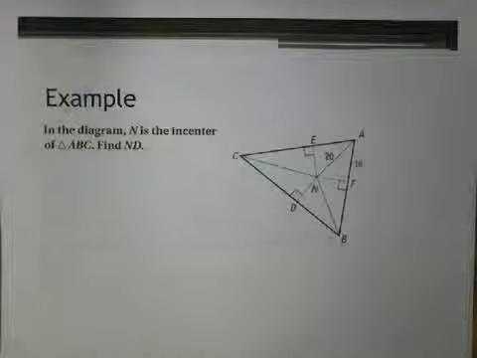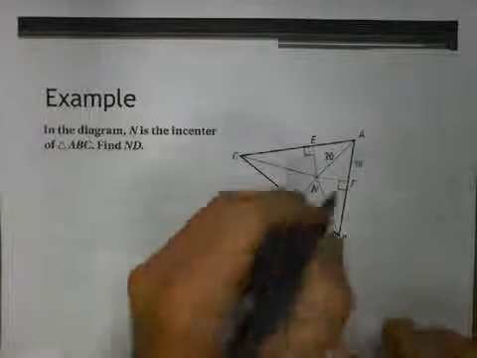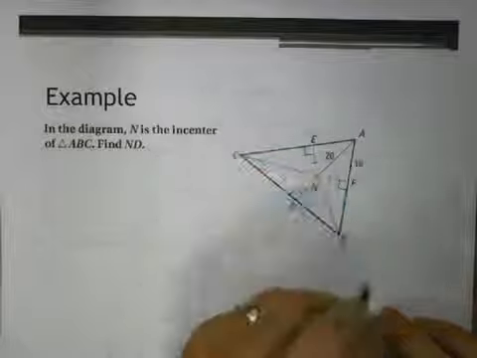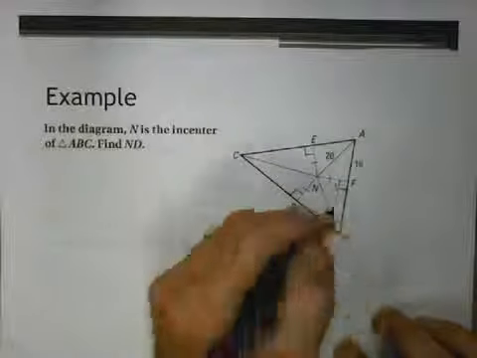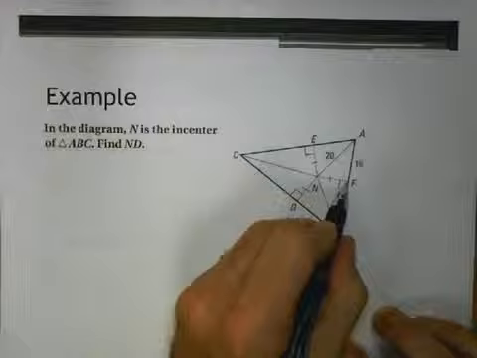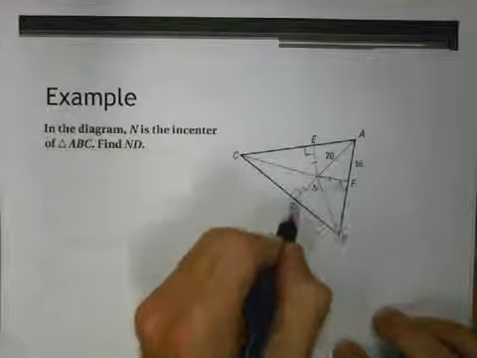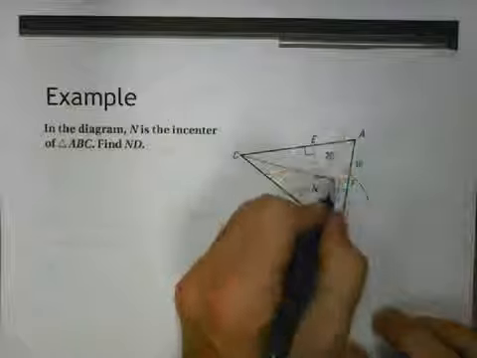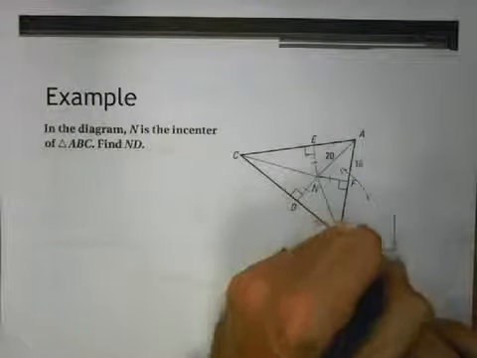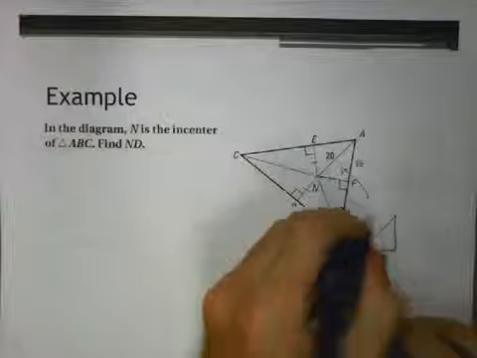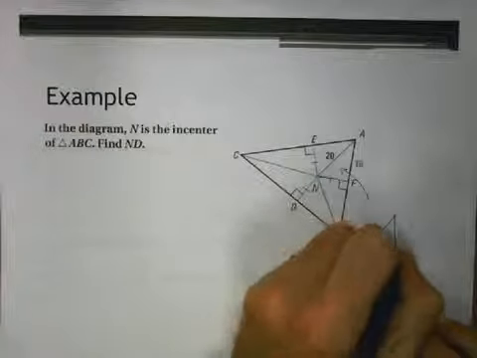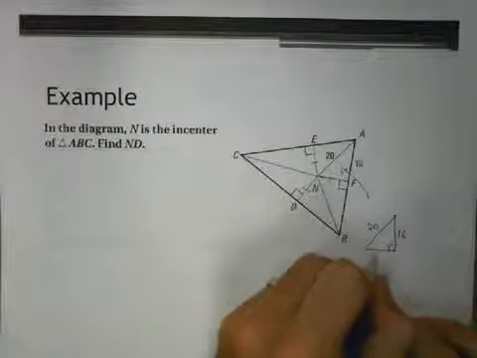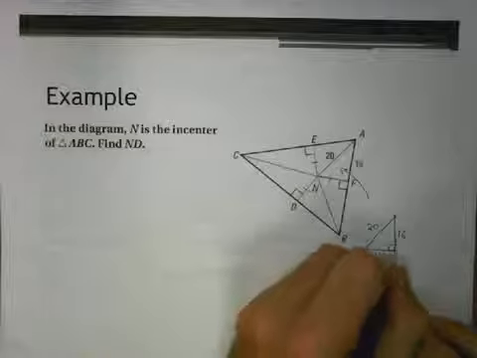So in this one, we're given that N is the incenter of our triangle. We form that by our angle bisectors from each angle meeting at point N. And we need to find ND. So far we know AN is 20. We know AF is 16. Well, I know all these are the same. So ND, NF, they're the same. If I found NF, it would be the same as ND.